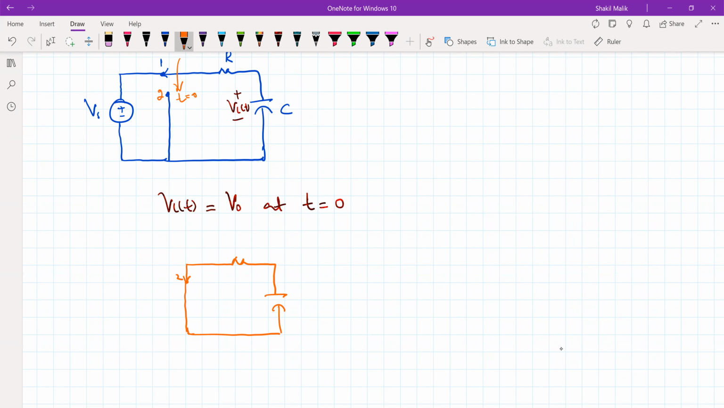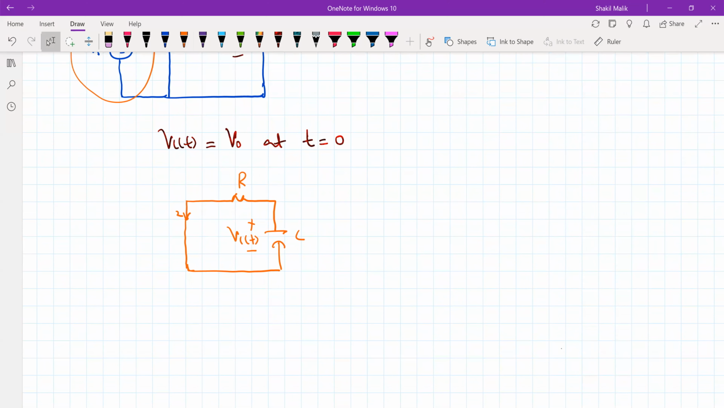As you can see, we don't need to draw this part of the circuit, because it is not connected to this RC circuit. We can simply write Vc of t, and this is the capacitor. We want to study the behavior of this capacitor voltage for t greater than or equal to 0.